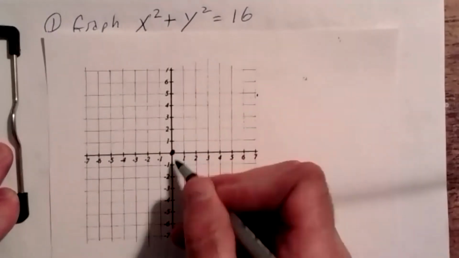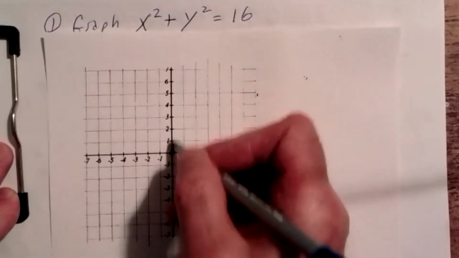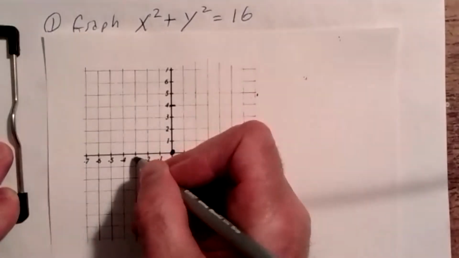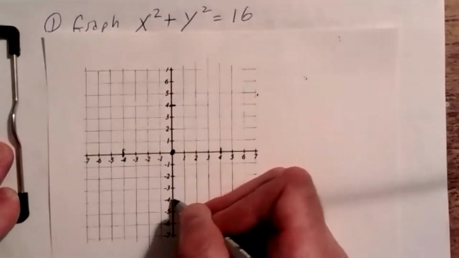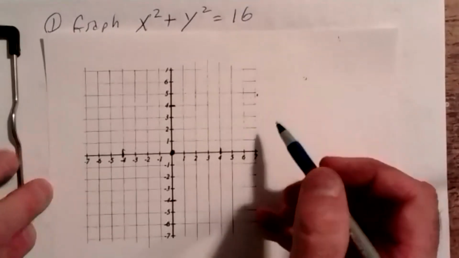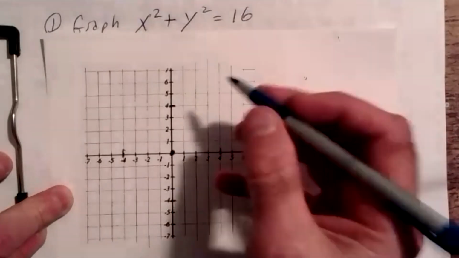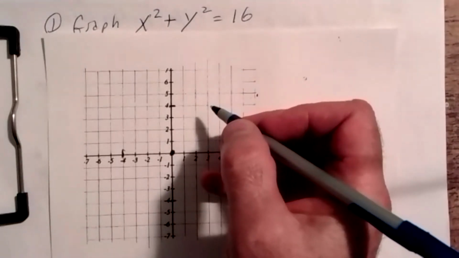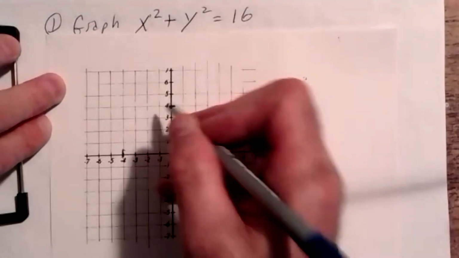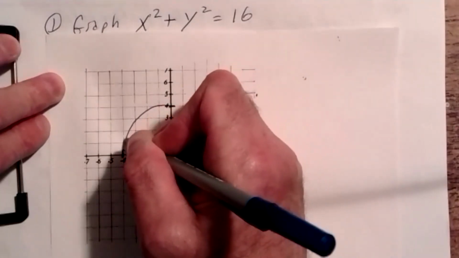We know the radius is 4, so out here there will be a point on our circle. Up here, there'll be a point. Over here, there will be a point, and down here, there will be a point. Now we can pencil in our circle. Obviously, a compass would make for a perfect circle. I don't have a compass, so I'm going to have to be careful. So wish me luck in drawing my circle.